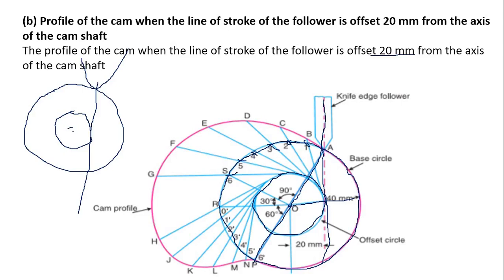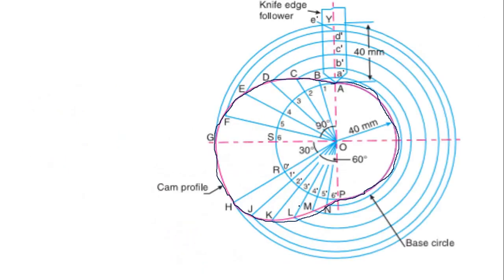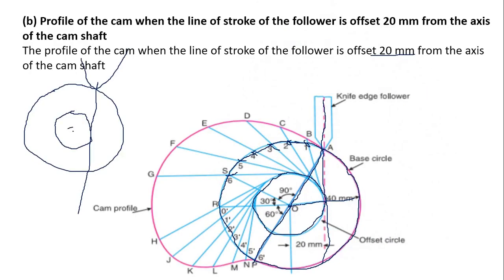Now friends, if we divide this arc in the 6 equal number of parts, that is equal to 15 degree. Now draw a tangent from the offset circle. In this condition, as we see here, the line is drawn from the center of the cam, but in the offset condition the line is not drawn from the center of the cam, but it is drawn from the tangent to the tangent of the offset circle.